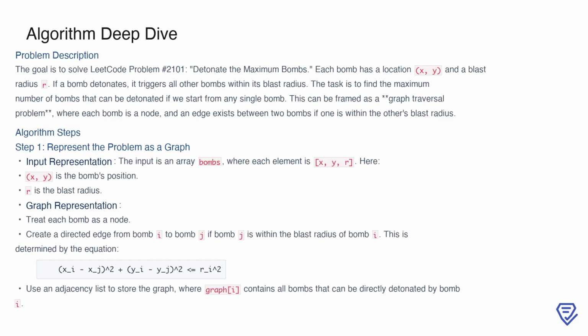Here, each bomb is represented as a node, and a directed edge is drawn from one bomb to another if the second bomb lies within the detonation range of the first. This relationship can be determined mathematically using the inequality (x_i - x_j)² + (y_i - y_j)² <= r_i². By creating this graph, where nodes represent bombs and edges represent possible triggering relationships, we can leverage traversal algorithms to explore the reach of each bomb efficiently.